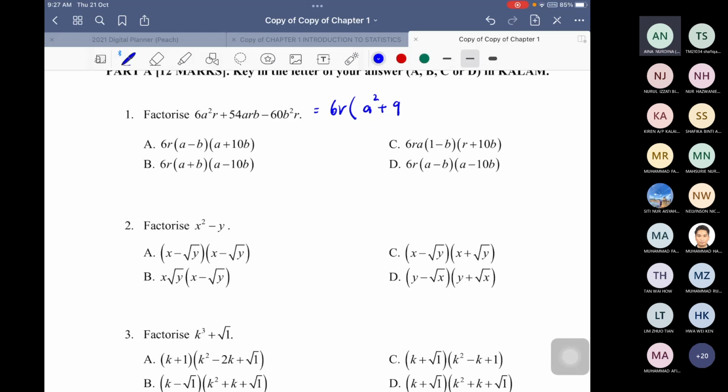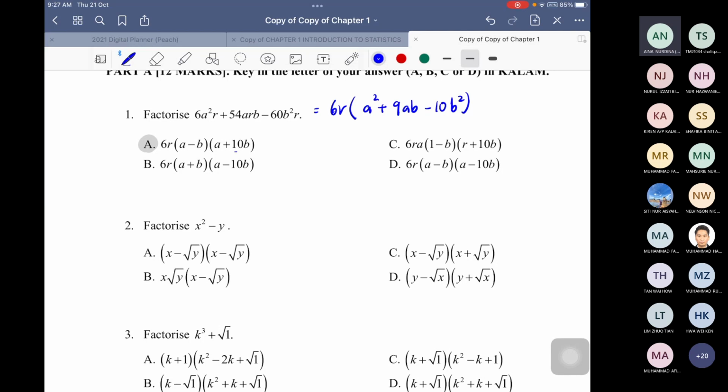Saya dapat A. You dapat A. Dia kan jadi 9, 10. Okay, that's right. So, jawapan dia adalah A. So, you akan dapat 9. Because when you do the factorization, kat sini akan dapat A square tambah 9AB. And belakang tu, you akan dapat tolak 10 B square. Okay. So that's right. So jawapan dia akan jadi A.